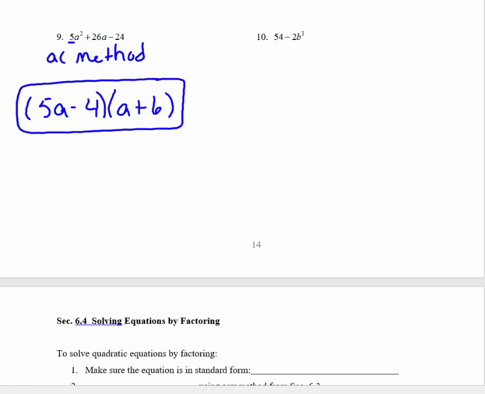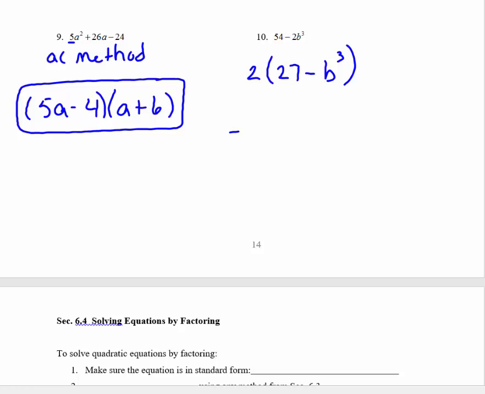Number 10, 54 minus 2b cubed. First thing we look for is a GCF. There is a 2 in common, or if you want, you could pull out a negative 2, because some students want that variable to be first. So if you just pull out a 2, you're left with 27 minus b cubed. We'll see that we have 2 terms. It's a difference of cubes, so follow the cubes formula.